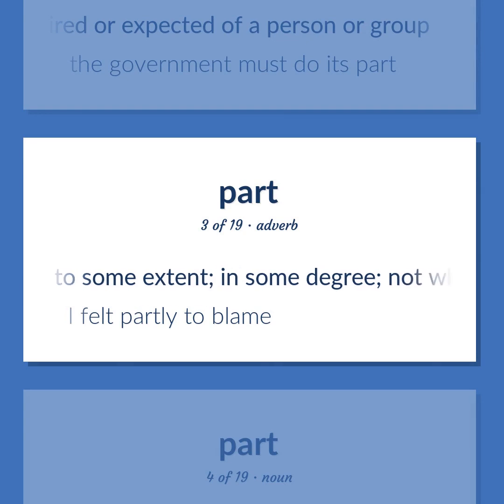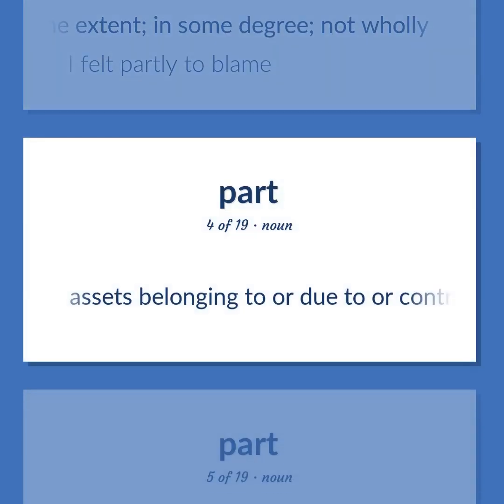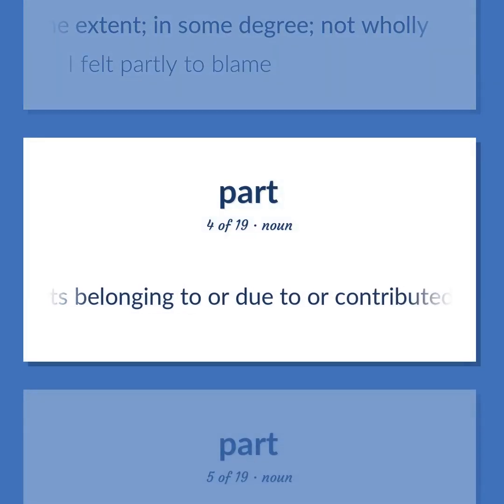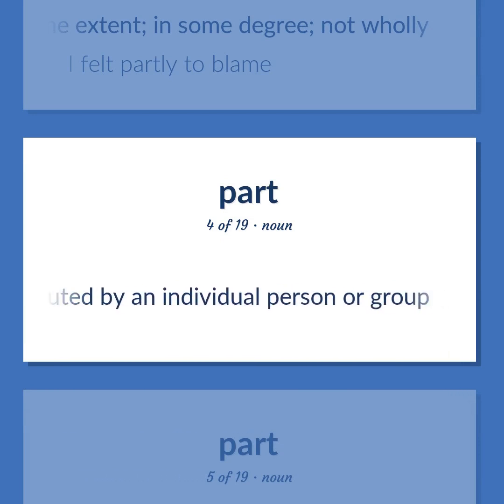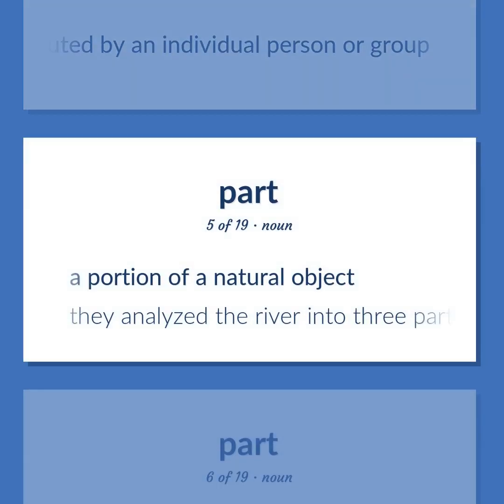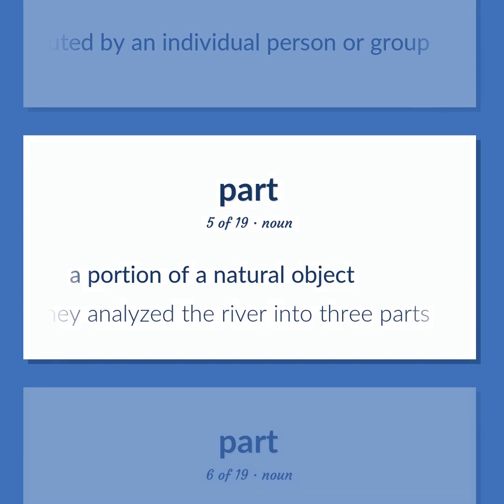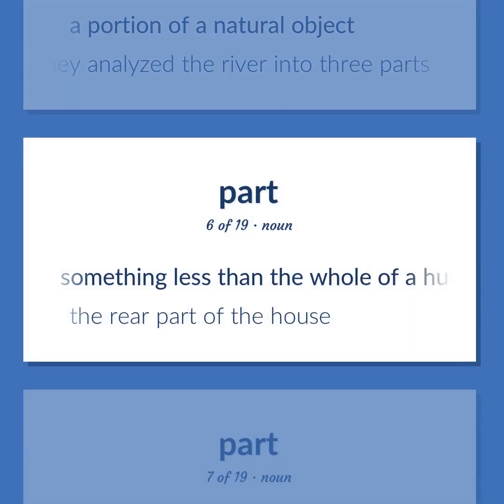To some extent, in some degree, not wholly. I felt partly to blame. Assets belonging to or due to or contributed by an individual person or group. A portion of a natural object. They analyzed the river into 3 parts. Something less than the whole of a human artifact. The rear part of the house.